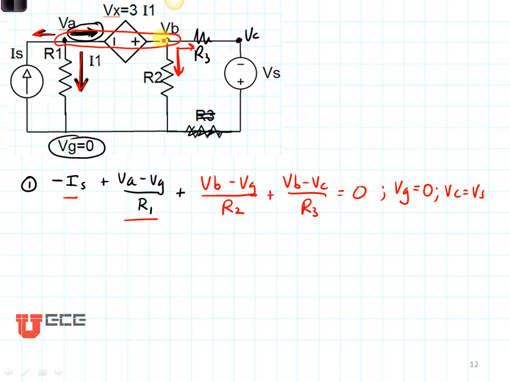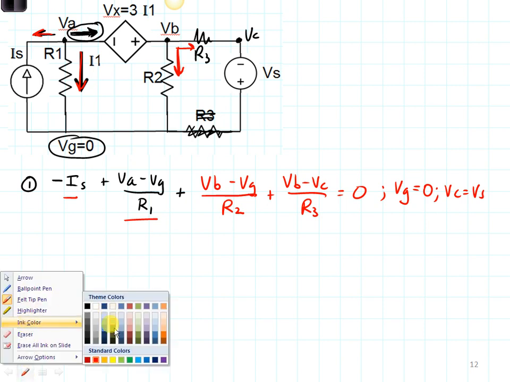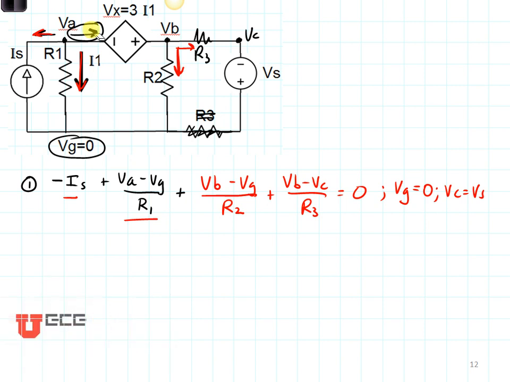Another way to do this, let me erase that and make that not a supernode now, and let's do that in blue. So another way to do this problem is to define this current. And let's just call it something. I'm going to call that, I don't know, I3. Then, instead of doing my problem the way I did before, I will say minus IS plus VA minus VG divided by R1. Those are these two currents. And then I'm going to say plus I3 is equal to 0.